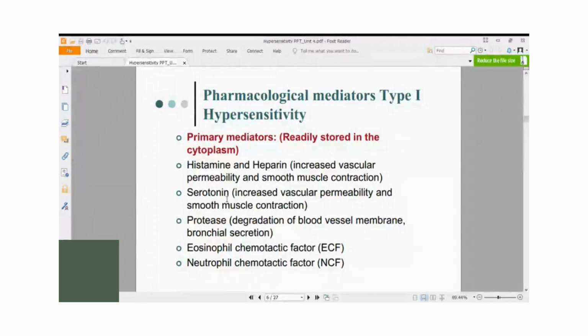Then serotonin, which is also called 5-hydroxytryptamine, will cause increased vascular permeability as well as smooth muscle contraction. See how many factors are contributing to the same thing: vascular permeability and smooth muscle contraction. The proteases that are secreted are responsible for degradation of blood vessels. Remember, I told you it can cause internal hemorrhage. Internal hemorrhage is nothing but blood vessels that have been ruptured because they are now degraded.